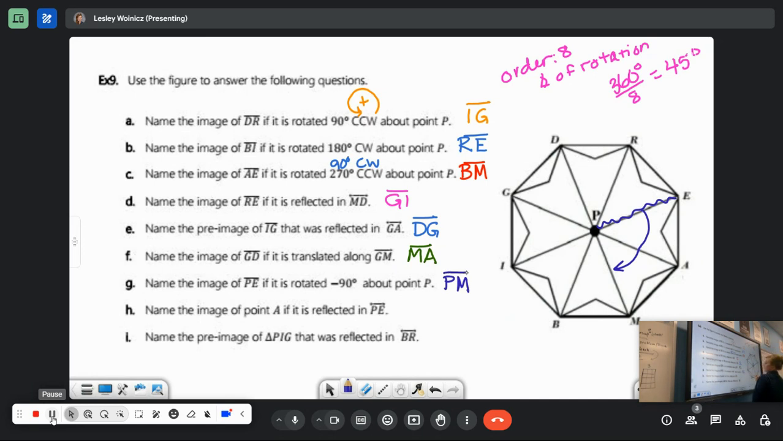Okay, name the image of point A if it is reflected in PE. The line that goes forever. Point R.